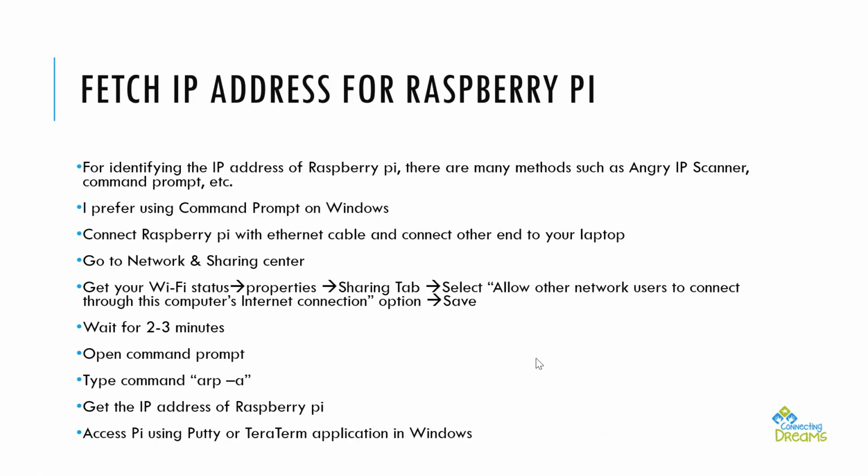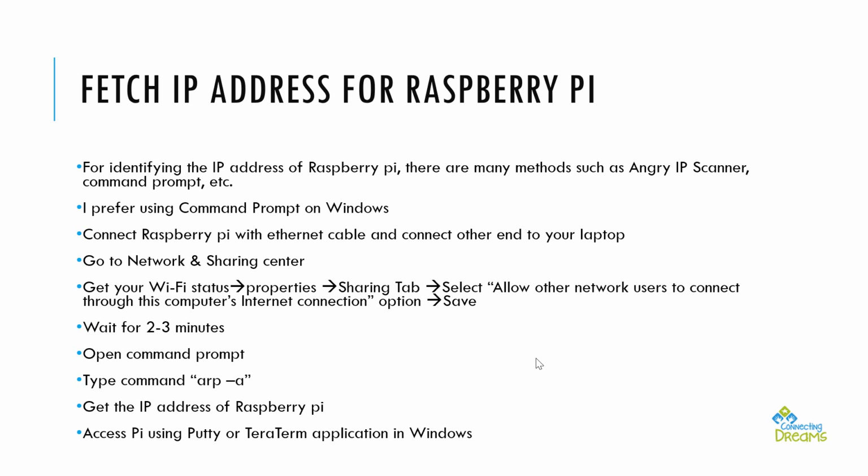So next is, in case you want to fetch the IP address from the Raspberry Pi. For identifying the IP address of the Raspberry Pi, there are many methods available, such as Angry IP Scanner, or you can use the command prompt. For my case, I prefer the command prompt when I'm working on Windows. In that case, you need to make sure that your Raspberry Pi is connected with an Ethernet cable and the other end of your cable is connected to the laptop.